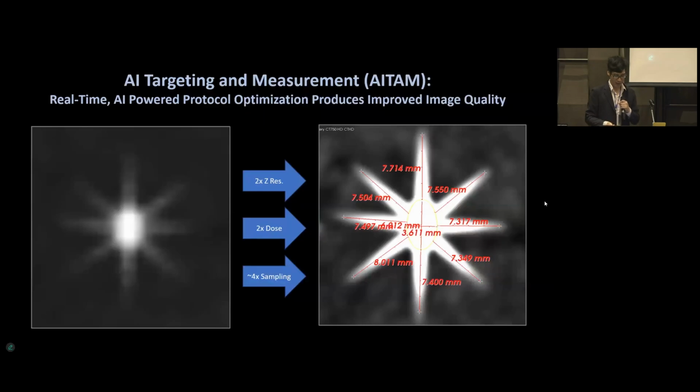Here is just an example of a scan on the left, which is scanning a star-shaped object. And you can see that you can barely see these, let's just call them spiculations. But with increasing the Z resolution, the dose, and the sampling, you can see very clearly what the object actually is. And so imagine you're doing radiomic features. These would be very clearly different. And the one on the right would give you a much better measurement.